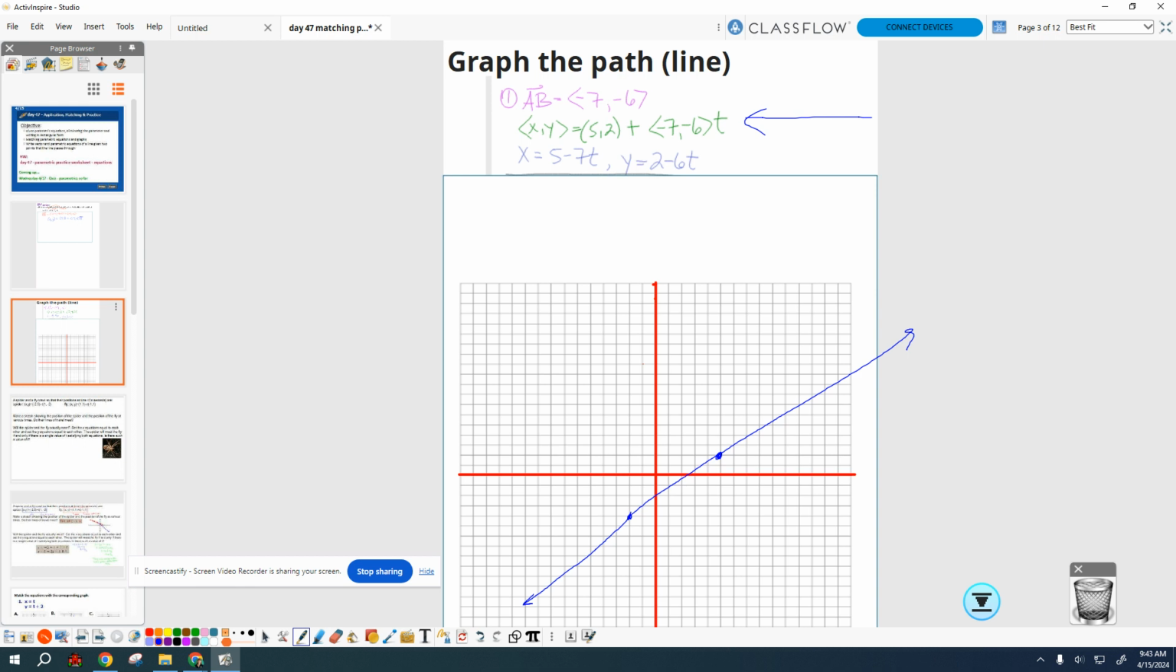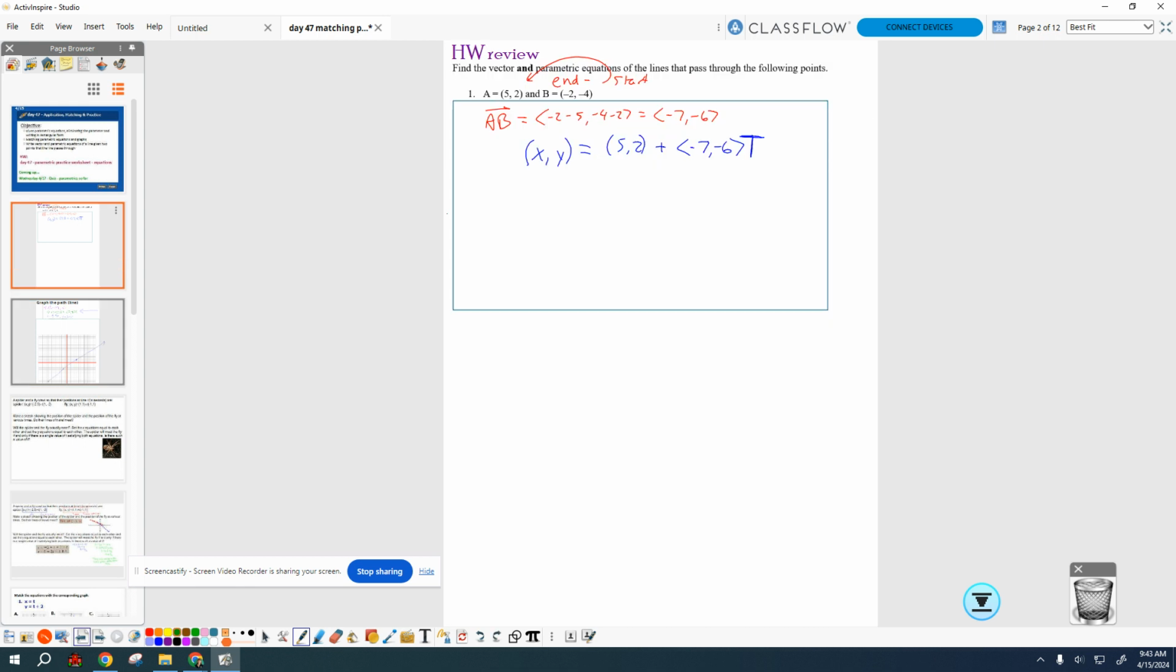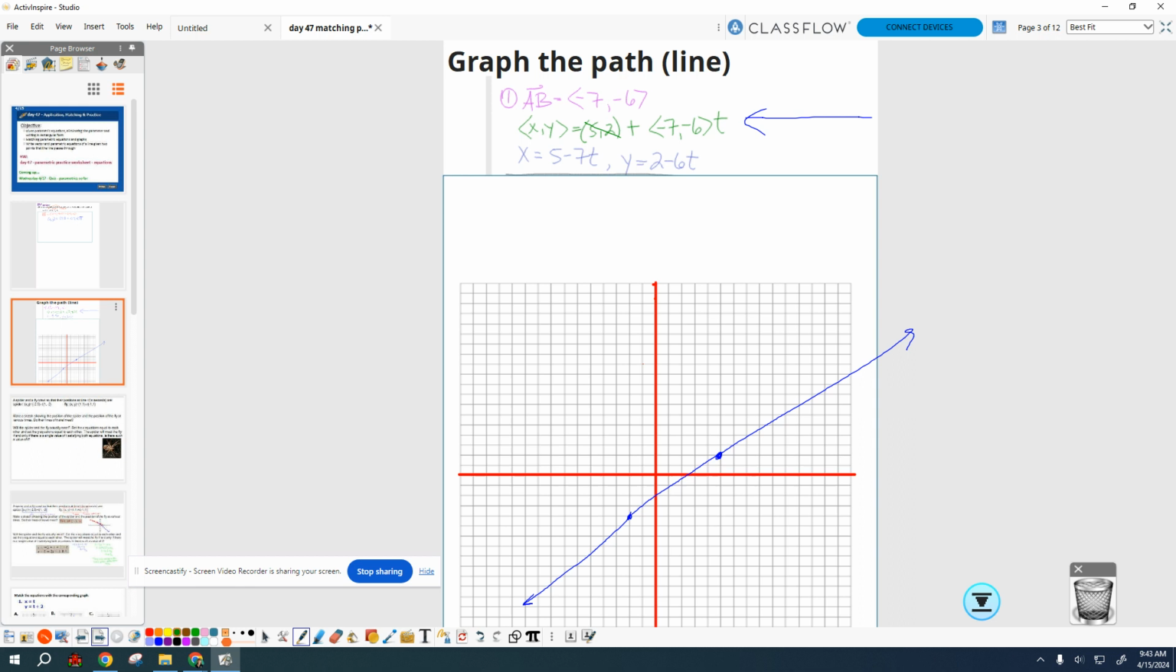Hang on, one thing. What was the other coordinate in this problem? Negative 2, negative 4. If we wanted to start at negative 2, negative 4, Sarah said you could use either coordinate. If we used A, we'd get that, but if we used B, it's starting 1 second ahead of time. That's all. So we could use either coordinate, but also, what if we used vector BA?